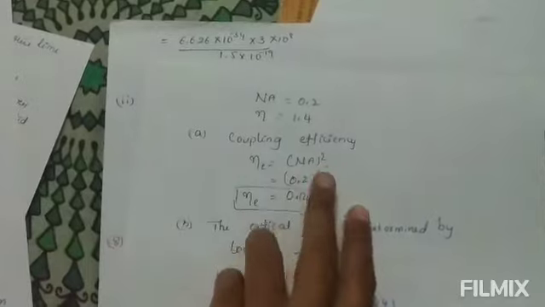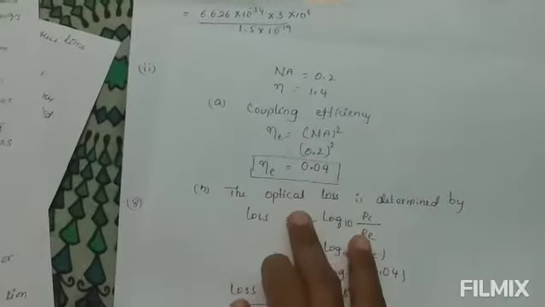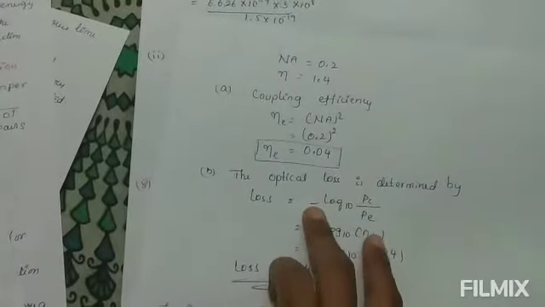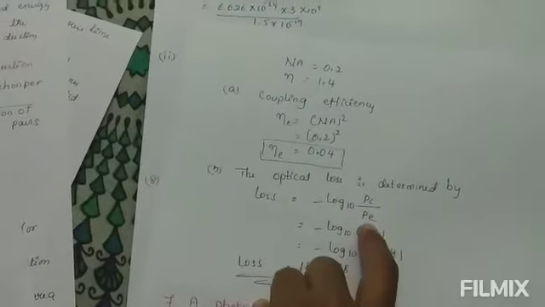NA is given as 0.2 and the refractive index is 1.4. The first one is the coupling efficiency, given by the formula NA squared. Just substitute the NA value and we get the coupling efficiency. The next is the optical loss. Optical loss is equal to minus 10 log of PC by PE. This PC by PE is given by the coupling efficiency. Just substitute that value and we get the optical loss.